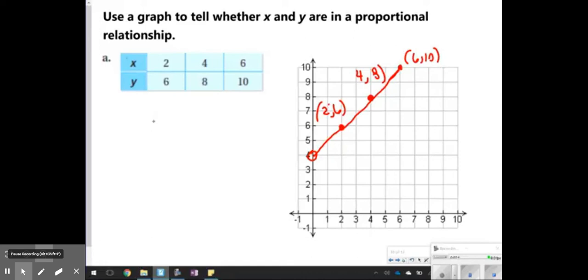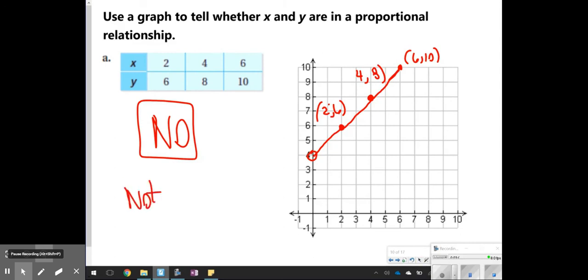This graph is not a proportional relationship because when I graph it, even though it makes a straight line, it is not starting at 0, 0. Okay, so you have to make sure that your graph is showing a proportional relationship when it starts at 0, 0 and has a steady increase.